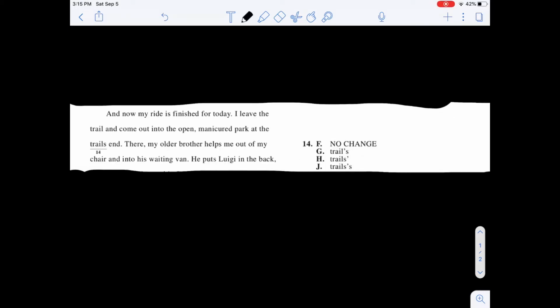All right, number 14, if you want to try it on your own, go ahead and pause the video. Ready, set, pause. Cool. So if I read the sentence right now, it's saying, I leave the trail and come out into the open manicured park at the trail's end. So if we replace trail with its, his, or her, what does that do? If we replace the trail, as a thing, with its, we would say, I leave the trail and come out into the open manicured park at its end, at the trail's end. So in this case, we would have the apostrophe because it's indicating possession of the end of the trail. The trail owns the end of the trail. It's the trail's end. So in this case, it's G.